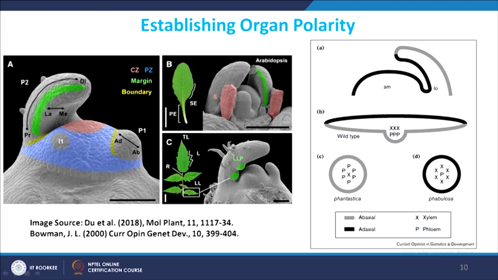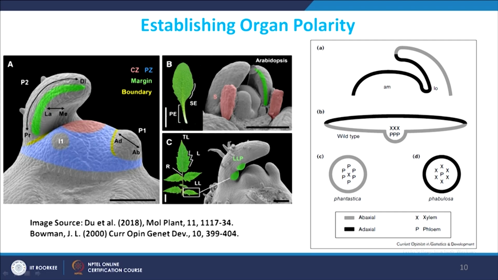If you look at the basal side of the leaf, it is very different from the apical side. So, in a typical leaf, the basal side of the leaf and the apical side of the leaf are very different. This kind of polarity is called proximal and distal polarity. On the other hand, the side of the leaf which is towards the meristem is called adaxial, and the portion which is away from the meristem is called abaxial. There is a clear organ polarity, and this polarity also needs to be established at the time of organogenesis.